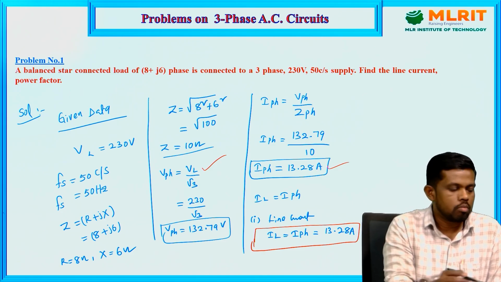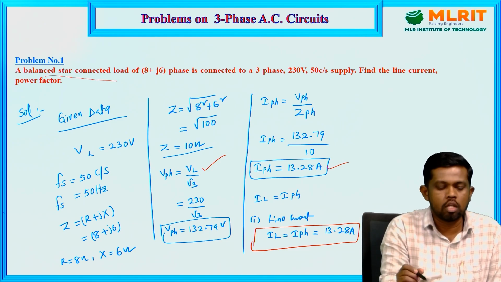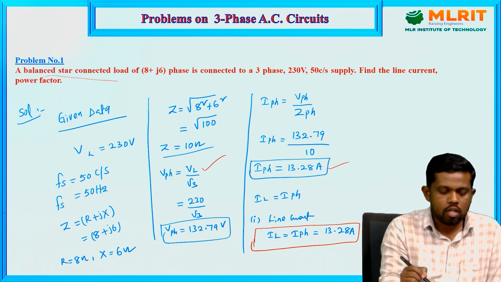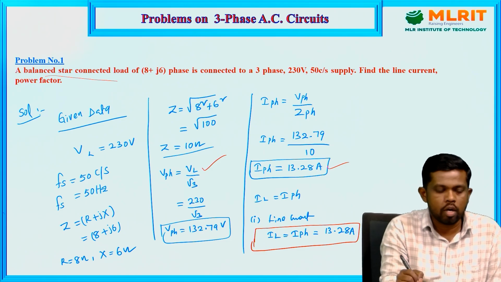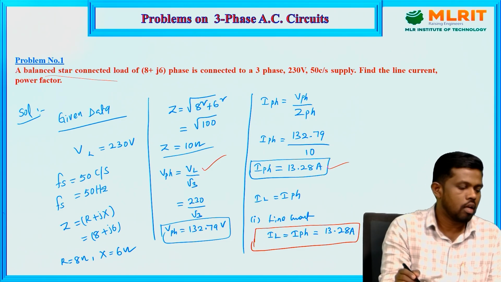So in a balanced star connected network, the line and phase currents must be the same. Both are equal. So IL and I phase equal to 13.28 ampere we got. So this is only the first answer, that is the line current value.